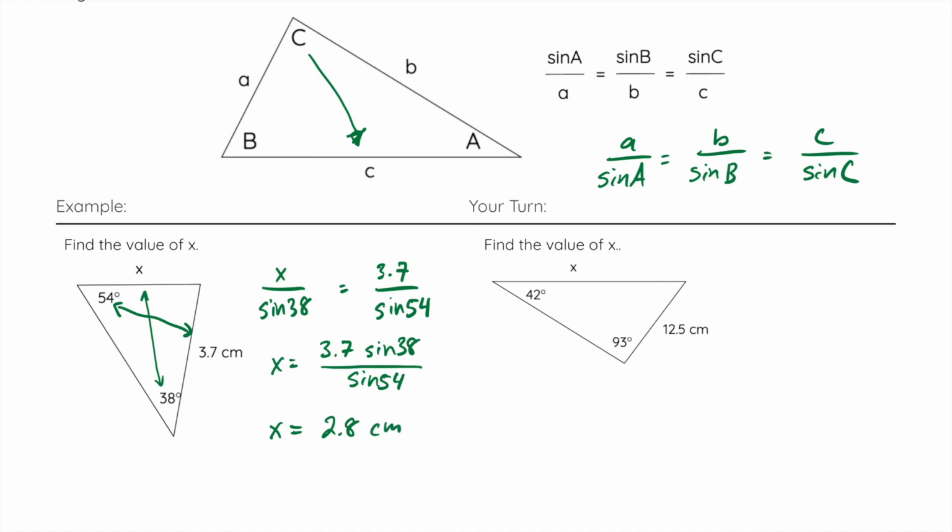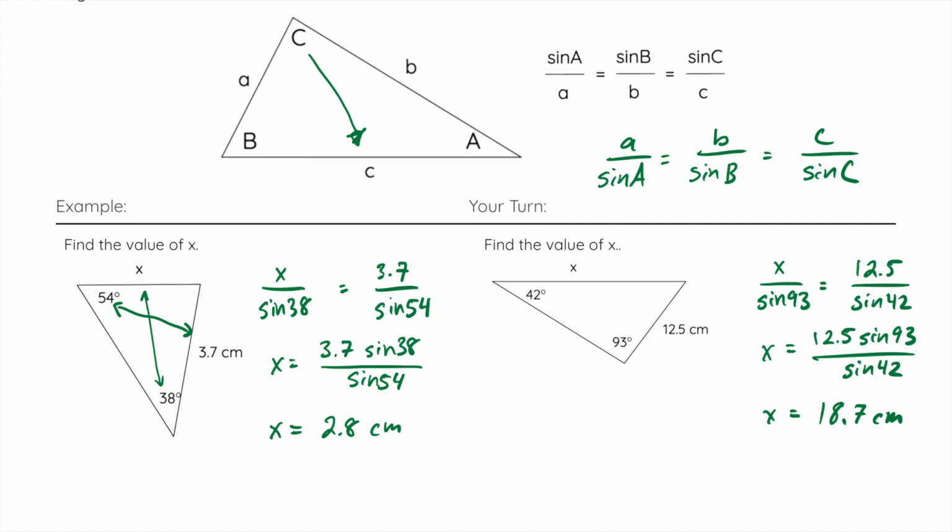So pause the video and try this question on the right on your own, and then compare your answer to the one that I'm going to post in a second. Hopefully you got 18.7 centimeters. You see that I identified the pairs as the x and the 93 degrees, and 42 degrees and 12.5.